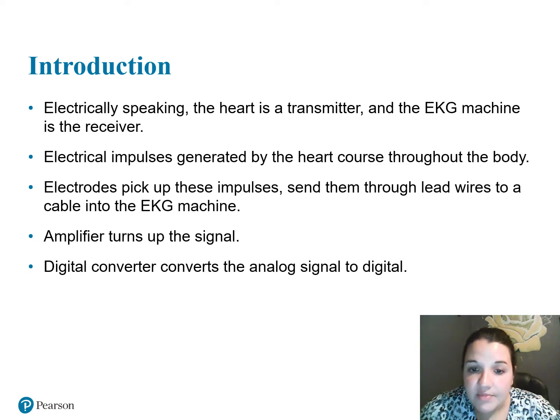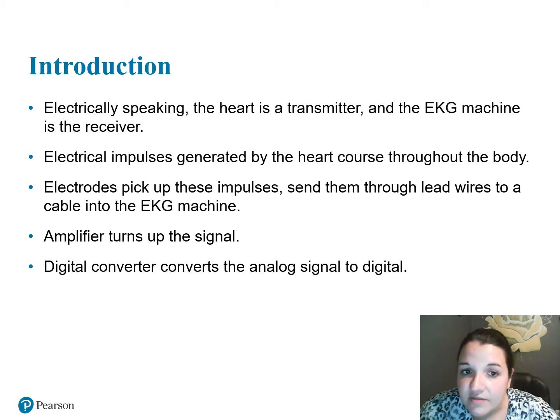Electrodes pick up these impulses. So that's the stickies that we talked about in the last chapter. We're going to place them on your patient. They're going to pick up these impulses, this spark, this electricity, this conduction, and they're going to send them through the lead wire to a cable into the machine. So the lead is what we're going to connect to the electrode, and through the lead wire it is connected to the machine. So electrically speaking, the heart is a transmitter and the EKG is the receiver.